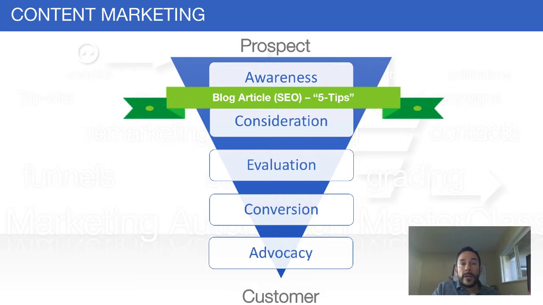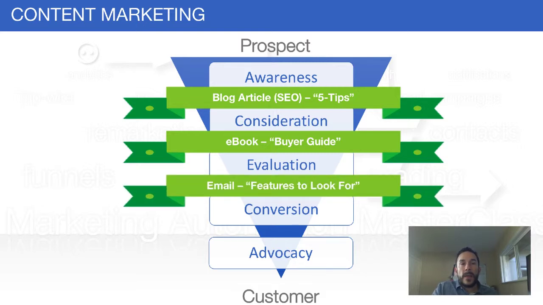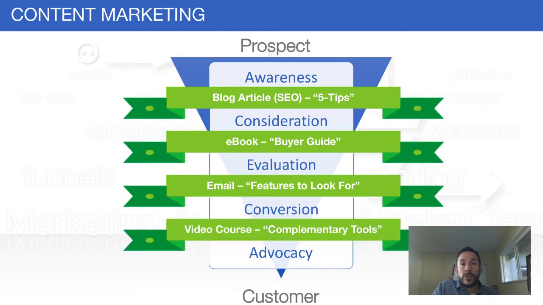So for example, awareness, again, through those Facebook ads, they didn't know anything about us, but then they see this ad that pushes, our 5 tips ad, which will push to the blog where we have our content marketing piece, and then we have the ebook, which is that buyer's guide in the consideration phase, and then evaluation is over time via email. Maybe we introduce them to features to look for whatever they're looking to purchase, and then conversion or sales, we have a video course, so can help them get there faster, etc.